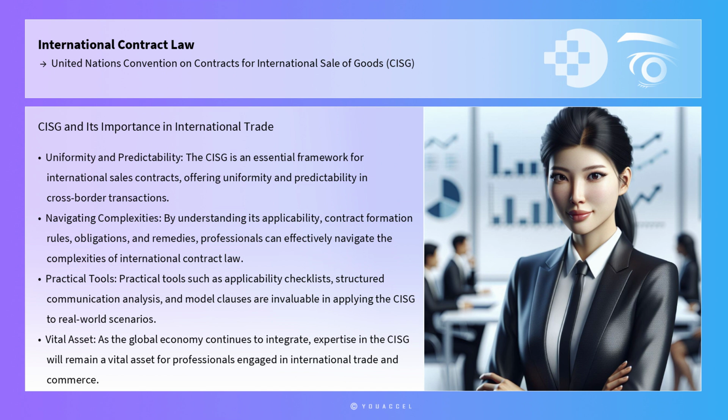In summary, the CISG is an essential framework for international sales contracts, offering uniformity and predictability in cross-border transactions. By understanding its applicability, contract formation rules, obligations, remedies, and the potential for exclusion or modification, professionals can effectively navigate the complexities of international contract law.